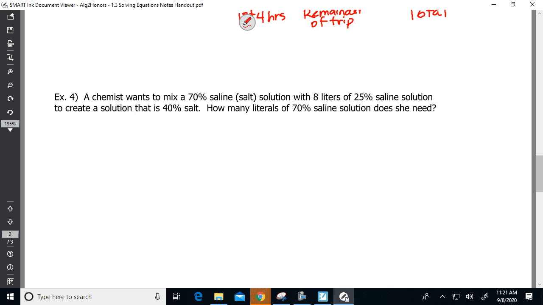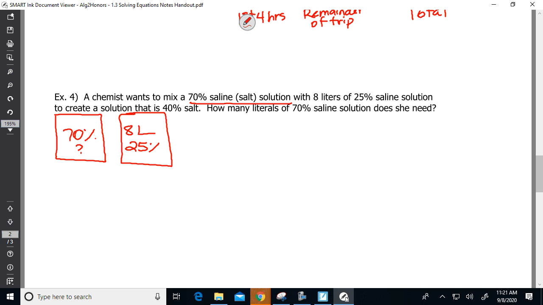So, you have a solution that has 70% salt. How much of it do you have? You don't know. You have another solution, 8 liters of 25% salt. If you add those two together, you want a solution that is 40% salt. So if you put those two together, you want a solution that's 40% salt. Do remember, percentages, you have to change to decimals. So now let's set it up.